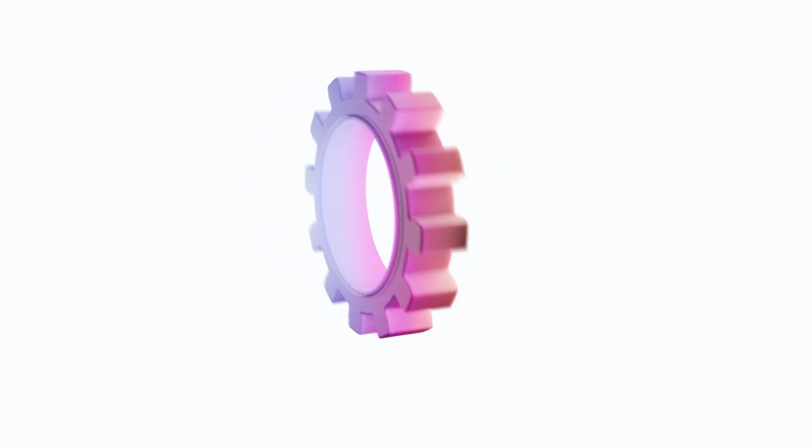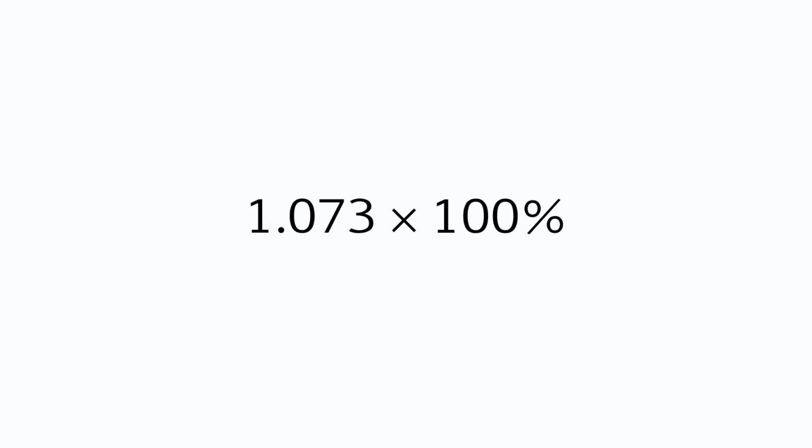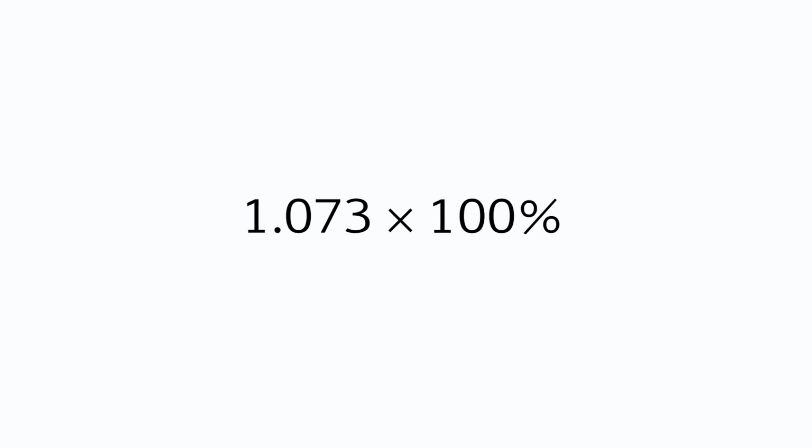Let's look at a final example. You want to convert the decimal 1.073 to a percentage. Multiply 1.073 by 100%, which you now know is the same as multiplying by 1. Just move the decimal point 2 places to the right and add the percent sign to get the answer, 107.3%.